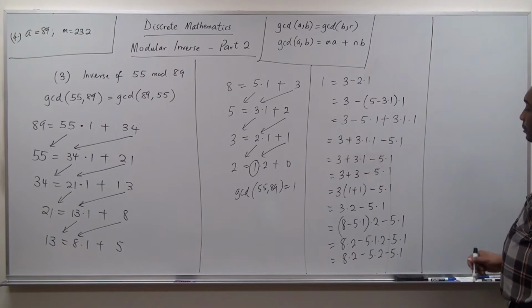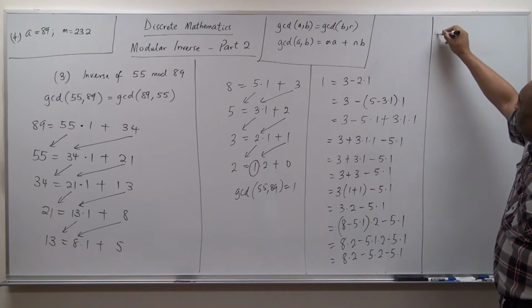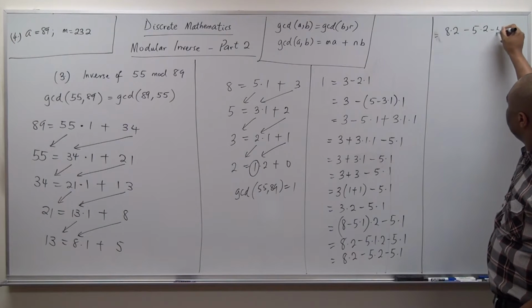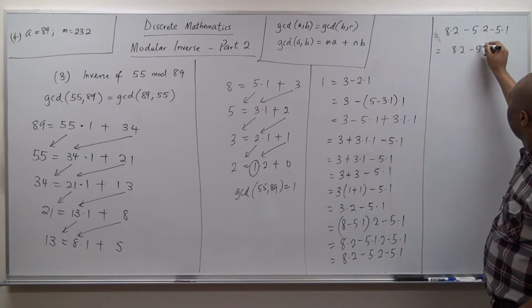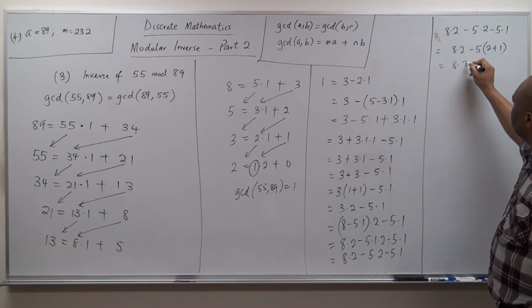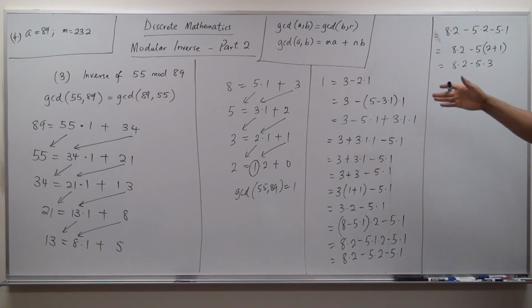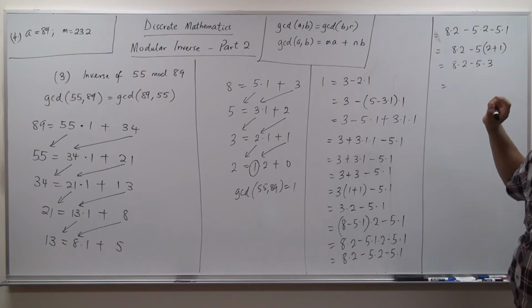So I'll bring it over here. 8 times 2 minus 5 times 2 minus 5 times 1, which is 8 times 2 minus 5, 2 plus 1, right? Which is 8 times 2 minus 5 times 3. I'm kind of breaking it down. And in each case, if you do 16 minus 15, it gives you 1. So we've expressed it in 8 and 5.